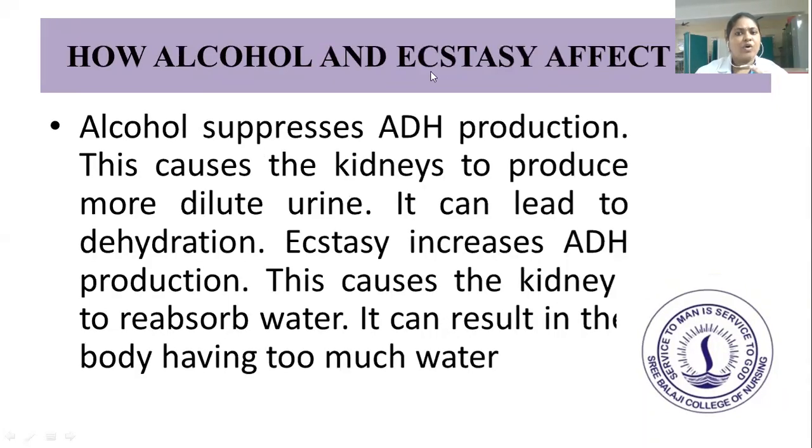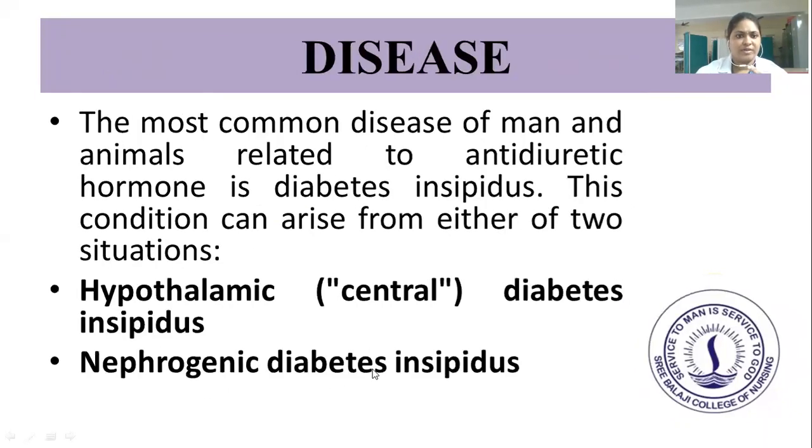And how do alcohol and ecstasy affect antidiuretic hormone? Alcohol suppresses antidiuretic hormone production, so this causes the kidney to produce more dilute urine. It can lead to dehydration in a patient. Ecstasy increases antidiuretic hormone production, which causes the kidney to reabsorb water, and it can result in the body having too much water.